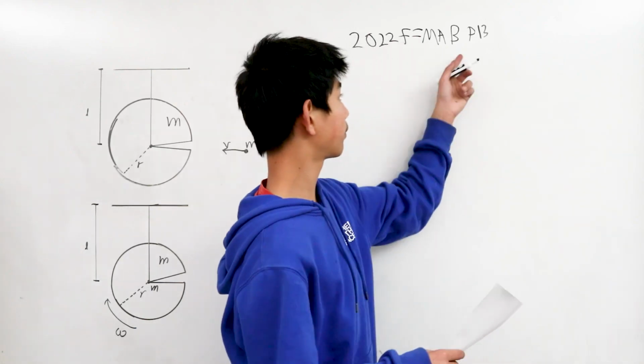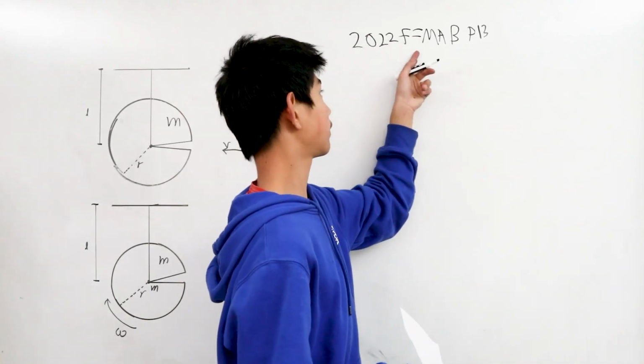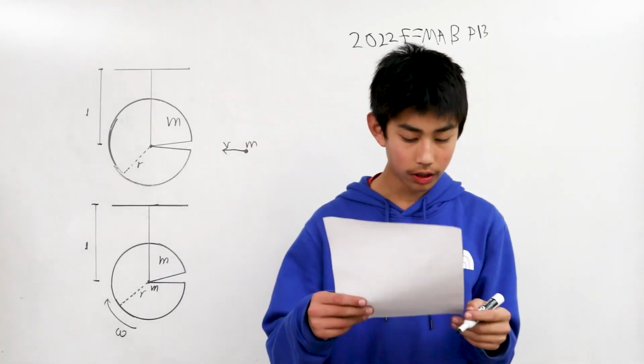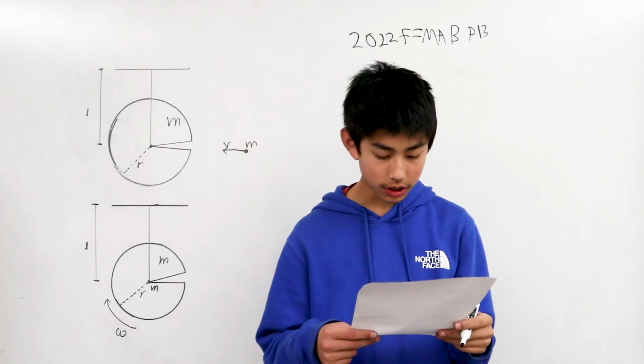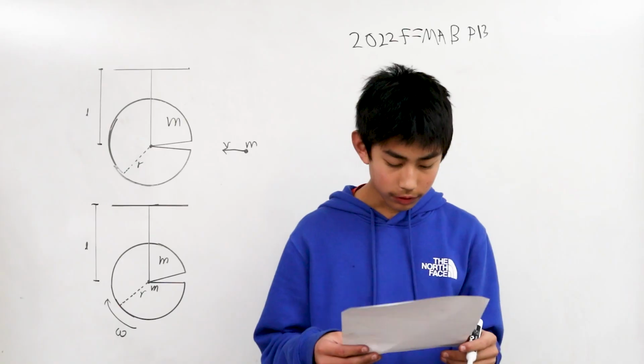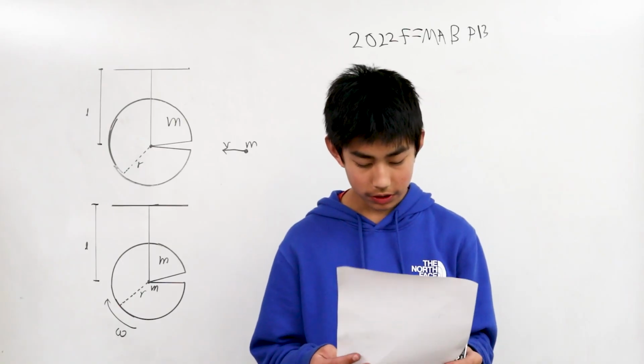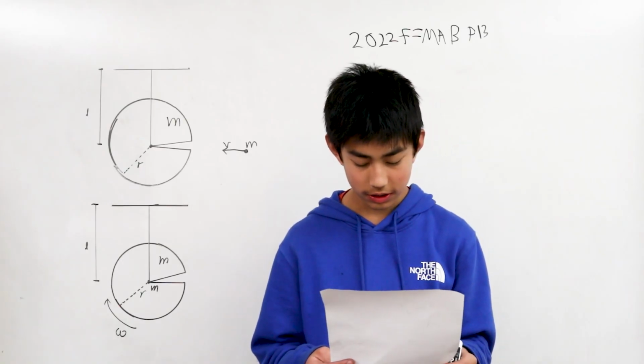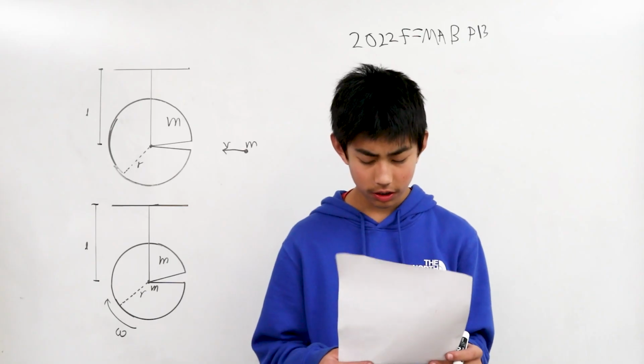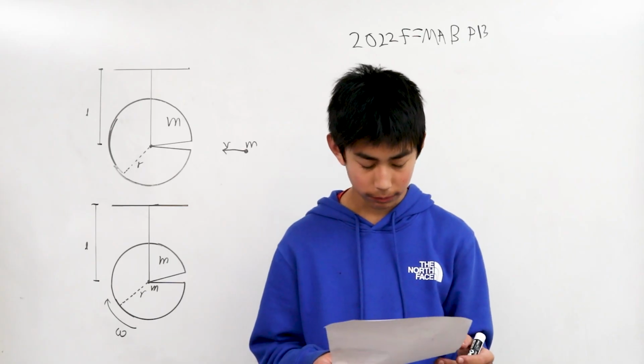We're solving problem 13 from the 2022 F equals MA Exam B. A ballistic pendulum is designed as shown below. A uniform ball of mass M and radius R is attached to a massless rigid rod so that its center is a distance L from the ceiling.